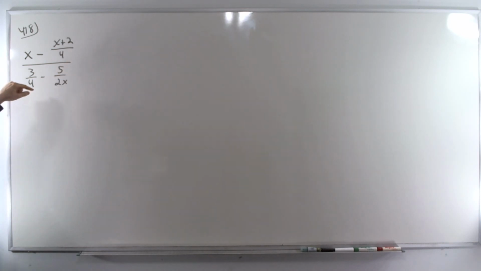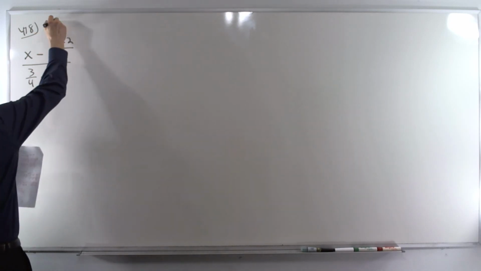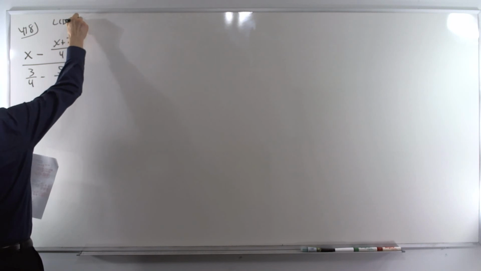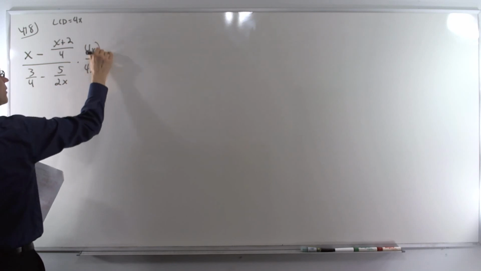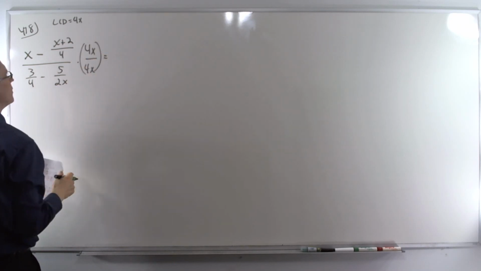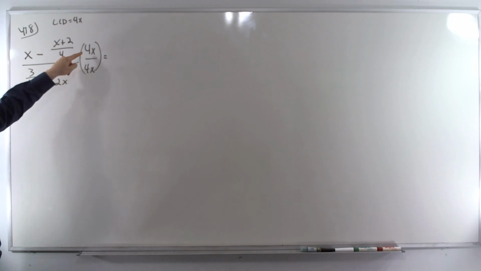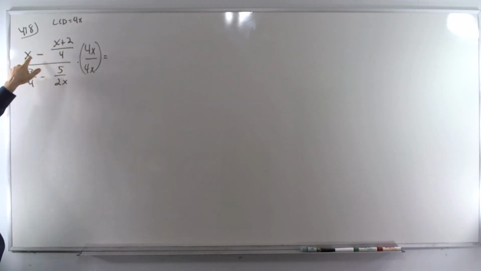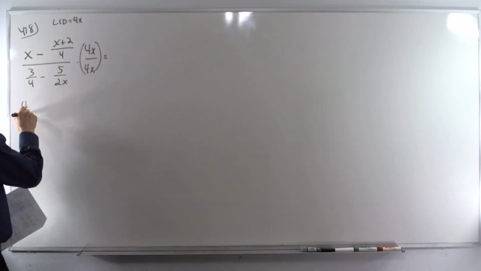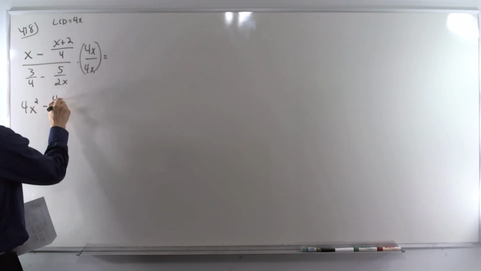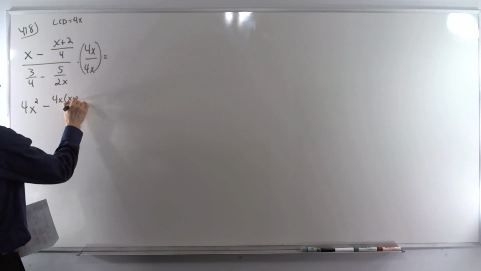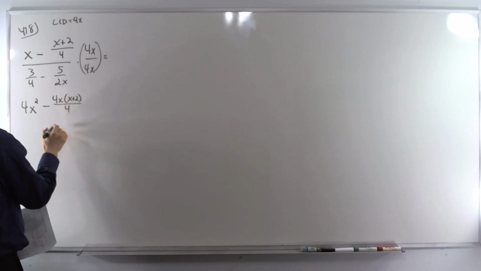All right, let's look at our denominators here. We got 4, 4, and 2x. So that makes the LCD 4x. Now I'm going to distribute 4x up top. 4x times x is 4x squared. And multiply by x plus 2, so 4x times x plus 2 over 4.